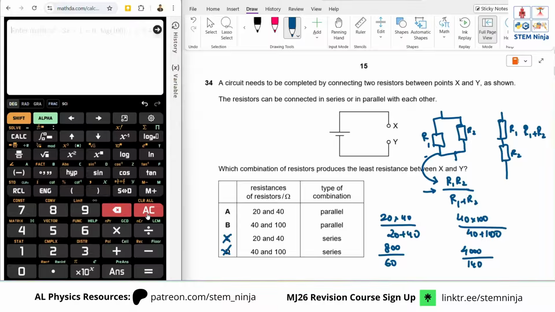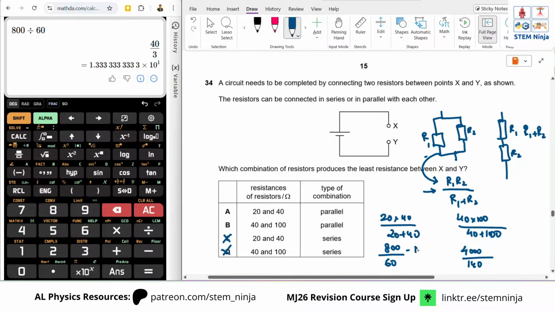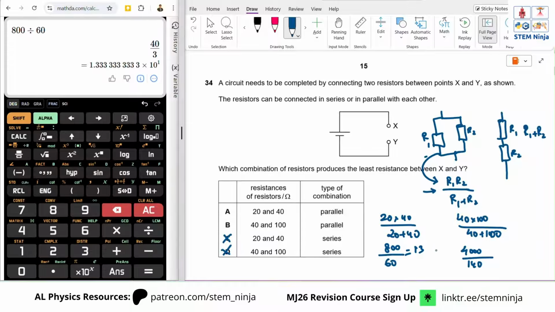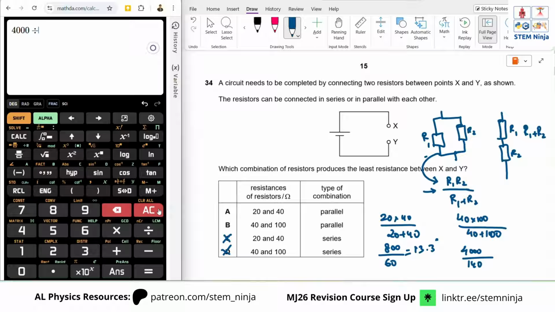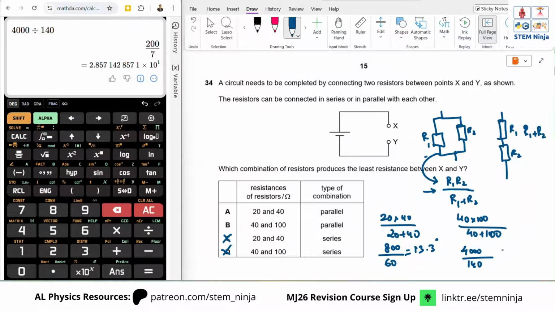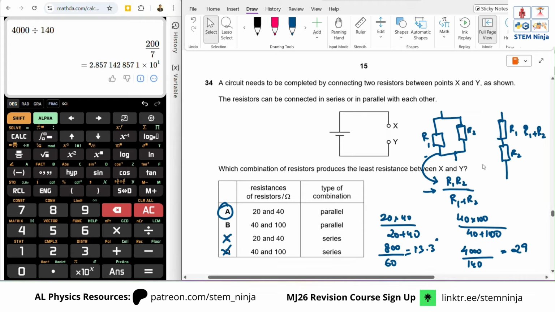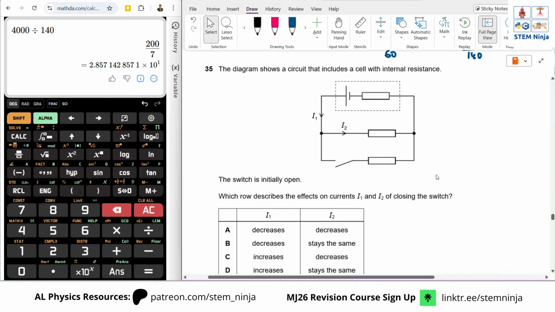So I think the answer is staring us right in the face. So 800 divided by 60 is 13.3, and 4,000 divided by 140 is 29, let's say. So the lower one would be this one. So when in doubt, use test numbers.